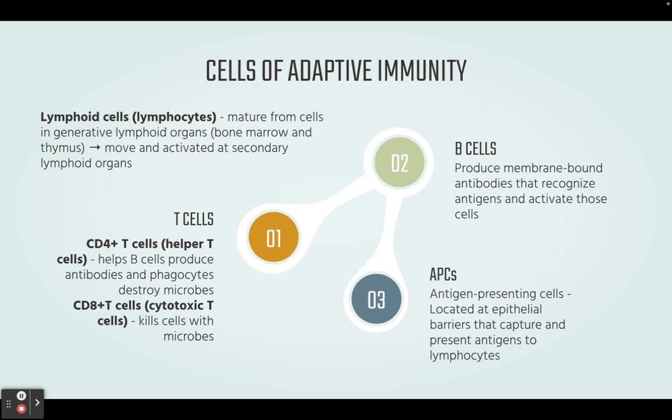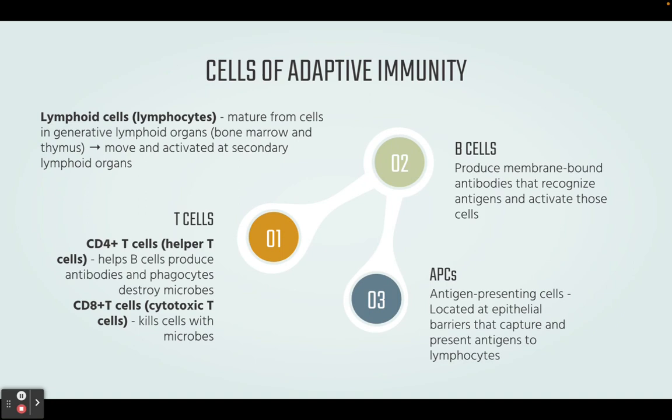The first, which is pretty key, are T cells. So there's two kinds of T cells. There's CD4 plus helper T cells, and that helps B cells to produce antibodies and phagocytes that destroy microbes. And then there's the CD8 plus T cells, which are cytotoxic T cells, and those kill cells with microbes. The second is B cells. So those produce membrane-bound antibodies that recognize antigens and activate those cells. And then there's APCs, antigen-presenting cells. So those are located at epithelial barriers, for example, like your skin.